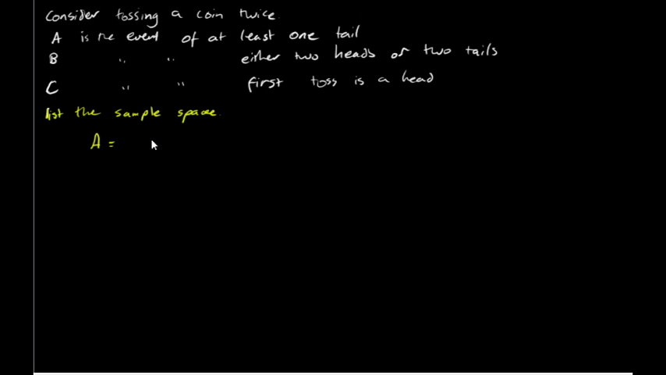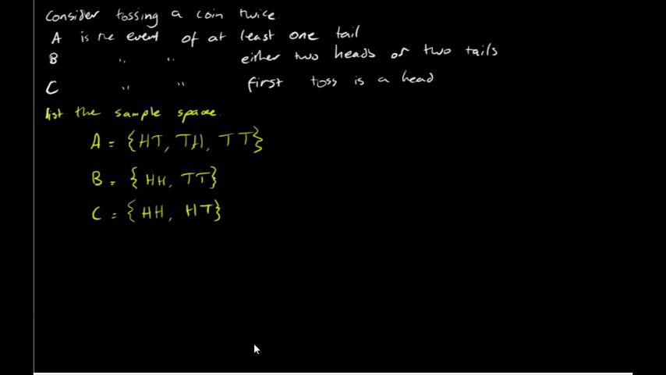So A, at least one tail. So we can either get a head and a tail, or a tail and then a head, or we could get 2 tails. Okay, so there's really only 3 there. They're the only ways I can get event A. Event B, either 2 heads or 2 tails. Well, there's only 2 ways, heads, heads, or tails, tails. In event C, the first toss is a head. So if the first toss is a head, I can either get 2 heads or a head and then a tail. So there's only 2 options there.